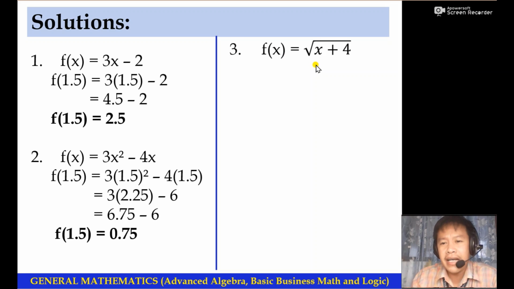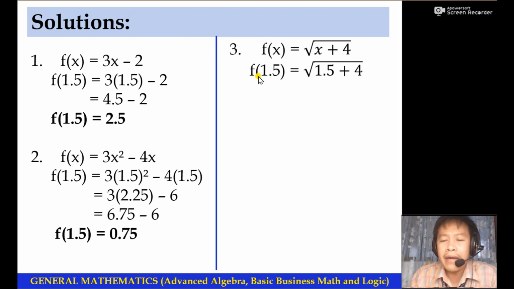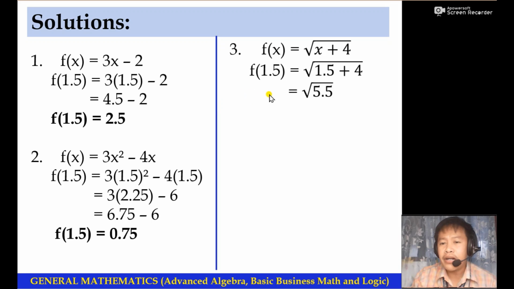Now, if our answer is an irrational number, don't forget to round off your answer to the nearest hundredths. Okay, we are going to substitute x with 1.5. f of x, or f of 1.5, is equal to the square root of x plus 4, so 1.5 plus 4, and that is 5.5. Then you are going to calculate the square root of 5.5. Because 5.5 is not a perfect square, it will give you an irrational number.